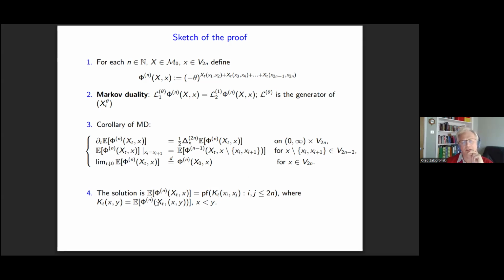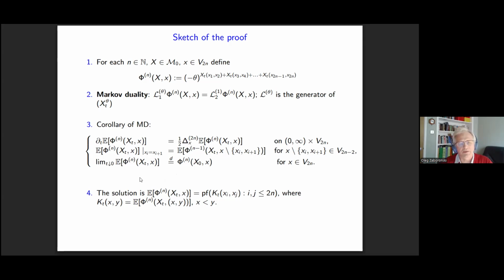And this is checked by inspection. So you check the equation, you check the boundary condition, you check the initial condition, that it's all satisfied by the Pfaffian, and then you ask an analyst and they tell you that the system has a unique solution.